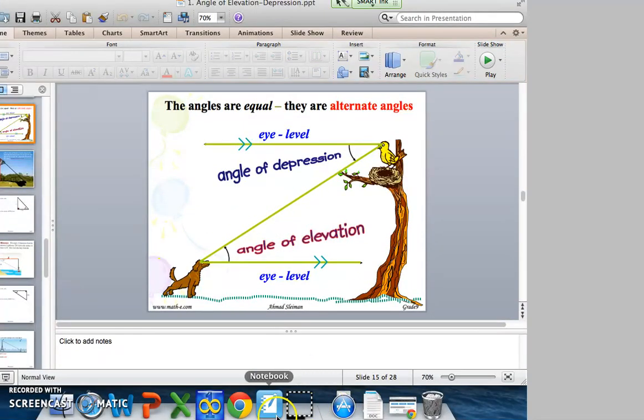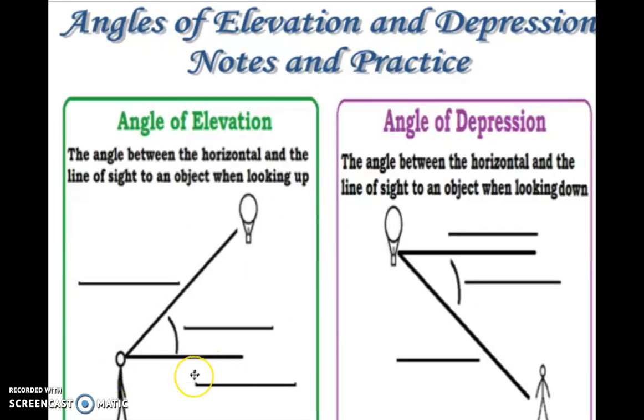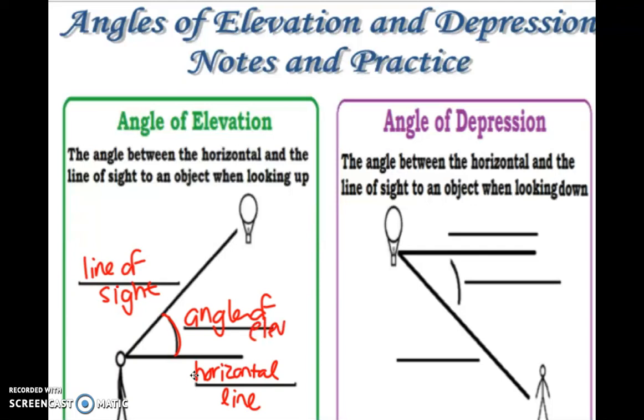All right, so let's look at some examples. So in our angle of elevation, this line right here is going to be called the horizontal line. Okay. And then from the person looking up at the hot air balloon, that's going to be called the line of sight. So that means this angle formed is going to be the angle of elevation.